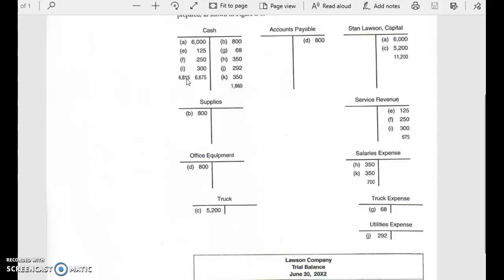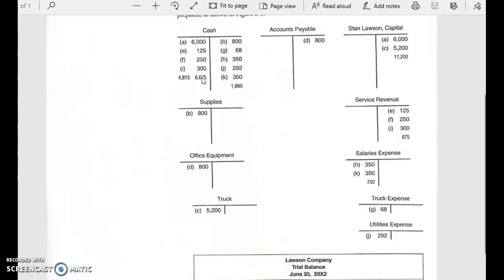And the way to find out the account balance in footing the account is you take the debit side of the account, for example, cash. We will add up these four numbers, and we have a debit balance here of $6,675. The next step is to go to the credit side and add up all the numbers on the credit side of the account, and we have a credit total of $1,860.